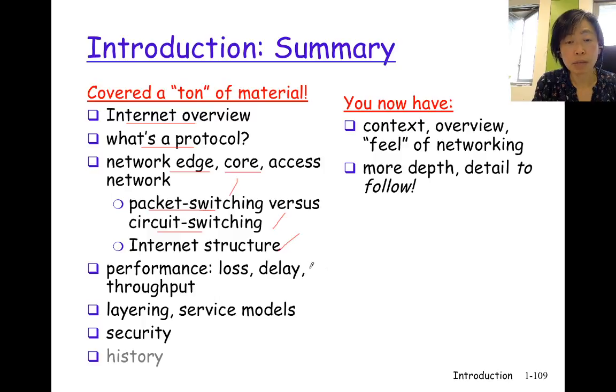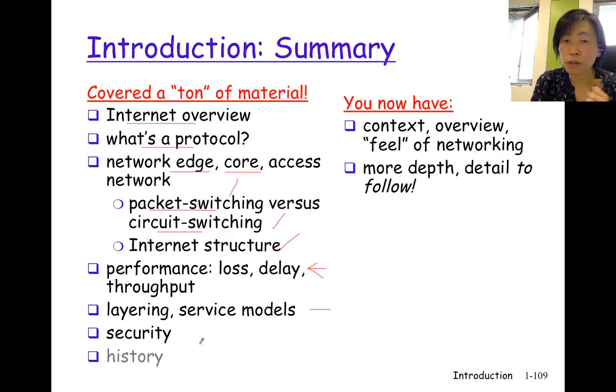Then there are three more or less loosely connected topics. Performance metrics: how you measure loss, delay, and throughput. The layered reference model, which establishes the layer structure from application, transport, network, link, and all the way down to the physical layer. And you see that the data are actually traveling one layer down every time, and then through the network, up and down. So there are these headers being appended, prepended to the data, and that's called encapsulation.